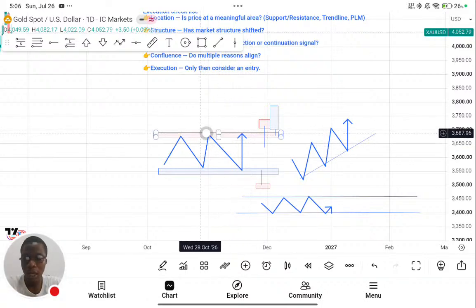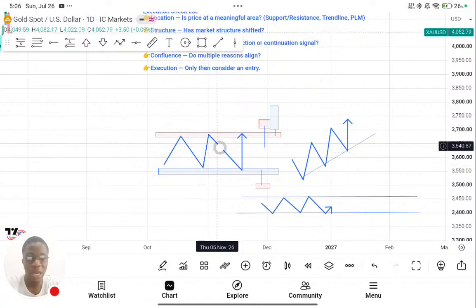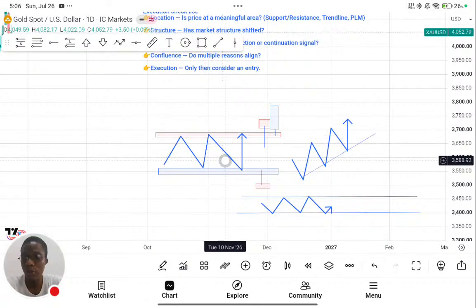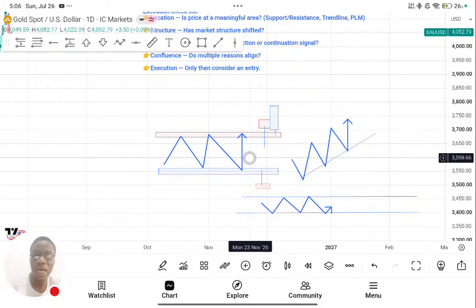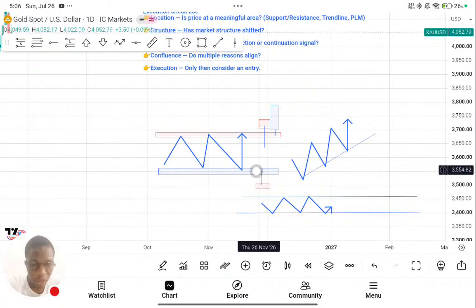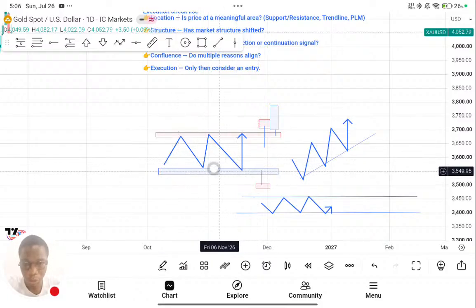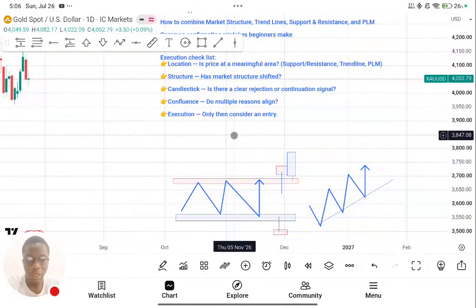You can call that place a meaningful area because price is not just reacting on a random level. Something is happening there, and that makes us know, okay, that is a meaningful level, either on a support or a resistance, right?